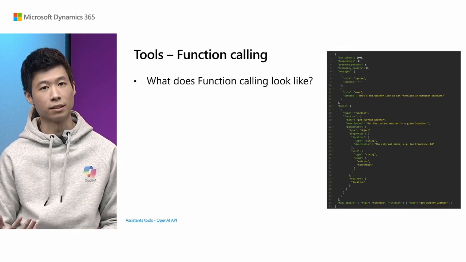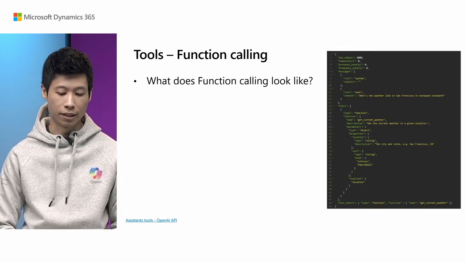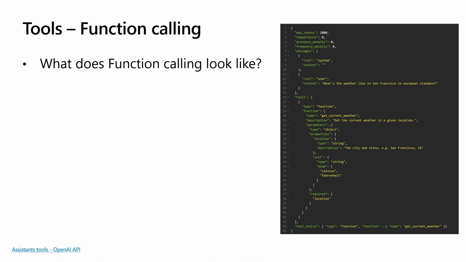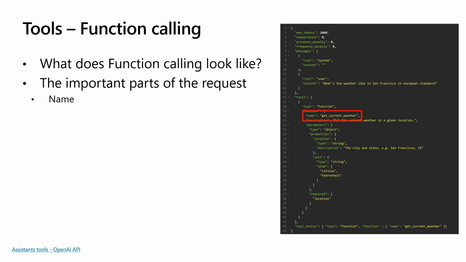So how does all this look like? Here, I show you the HTTP request. I'll be showing you the AL code in a little while. I want to point out the important parts that make up function calling. So for the request part, you have the name. In this case, it's get current weather. And this is important for us developers. It's not so important for the model. The important bit is the description.